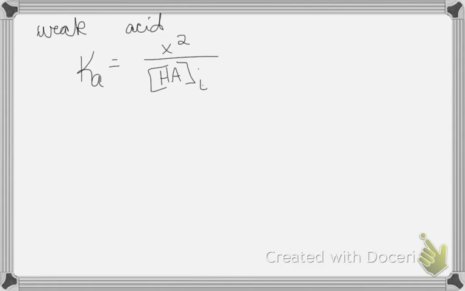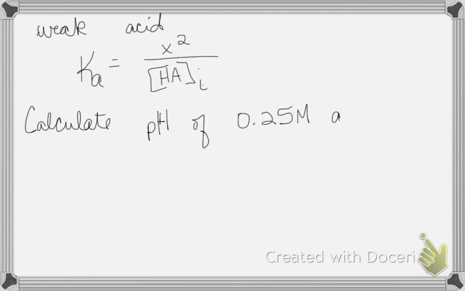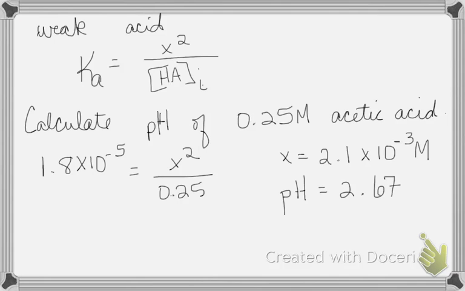One more here, and see if you can do it without the ice table. Let's calculate the pH of 0.25 molar acetic acid. You do that one. How about it? You okay on that? Any questions?